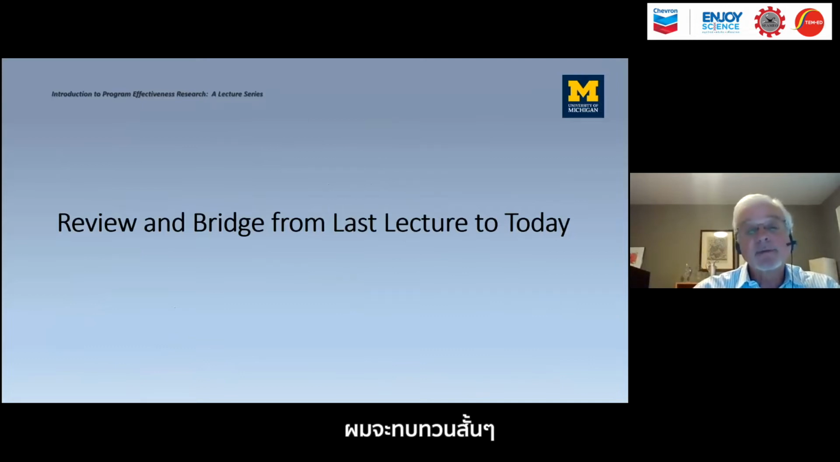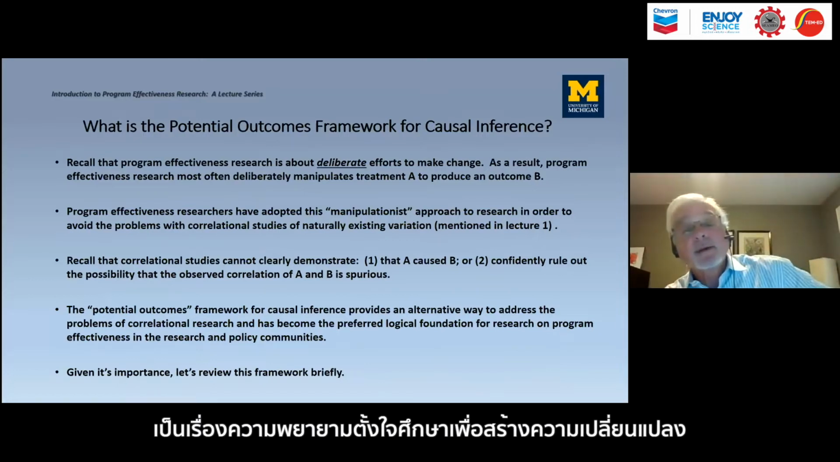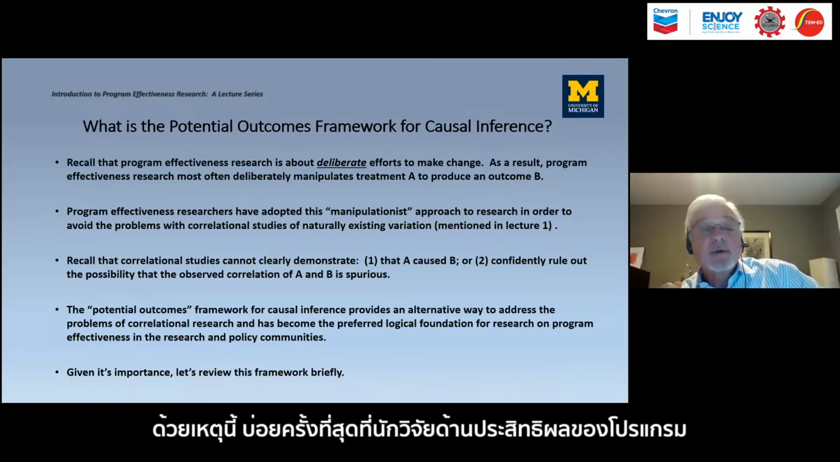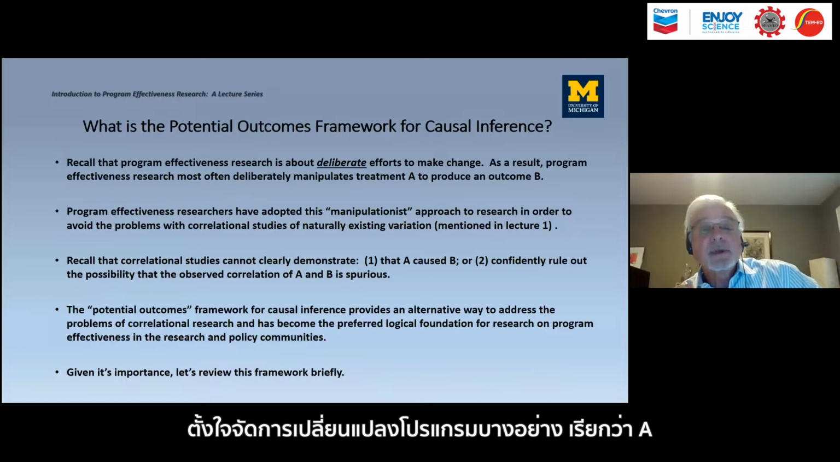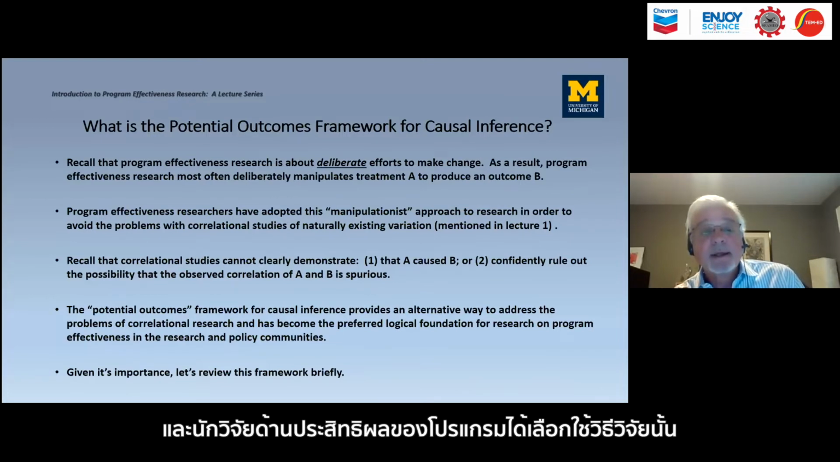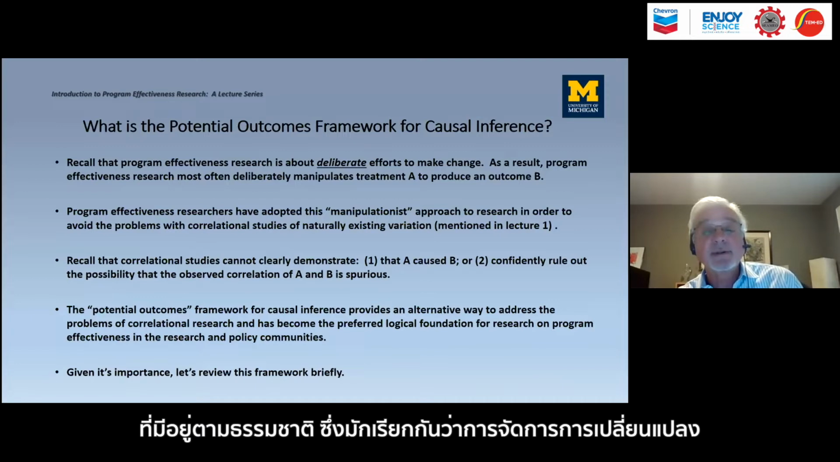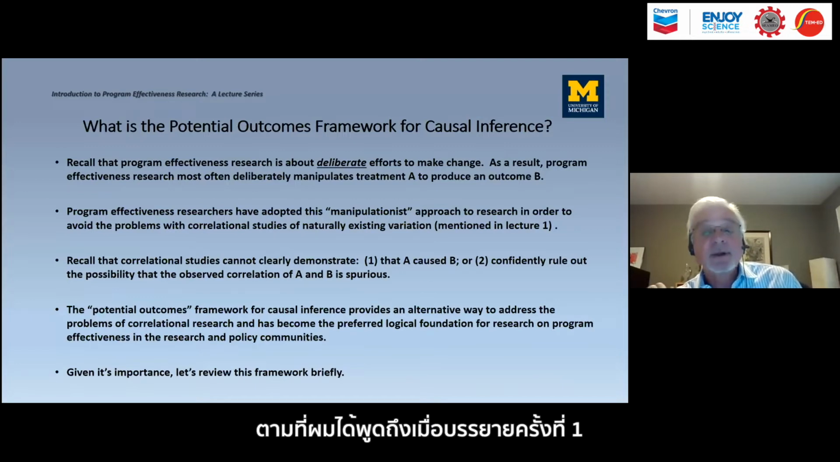So to begin, let's review the last lecture and bridge to today. I'll do this very briefly. Recall that program effectiveness research is about deliberate efforts to make change. As a result, program effectiveness researchers most often deliberately manipulate some treatment, let's say A, to produce some outcome, let's say B. And program effectiveness researchers have adopted what's often called a manipulationist approach to research, in order to avoid problems with correlational studies of naturally existing variation that I discussed in lecture 1.